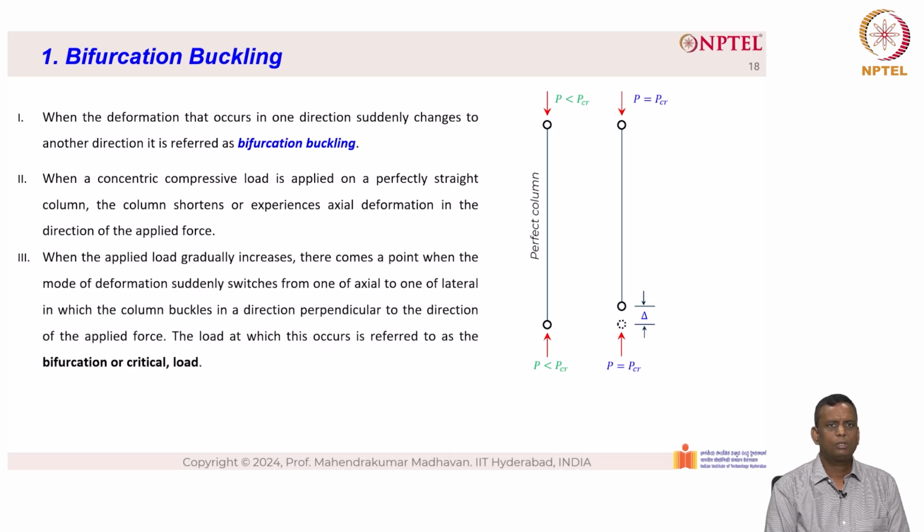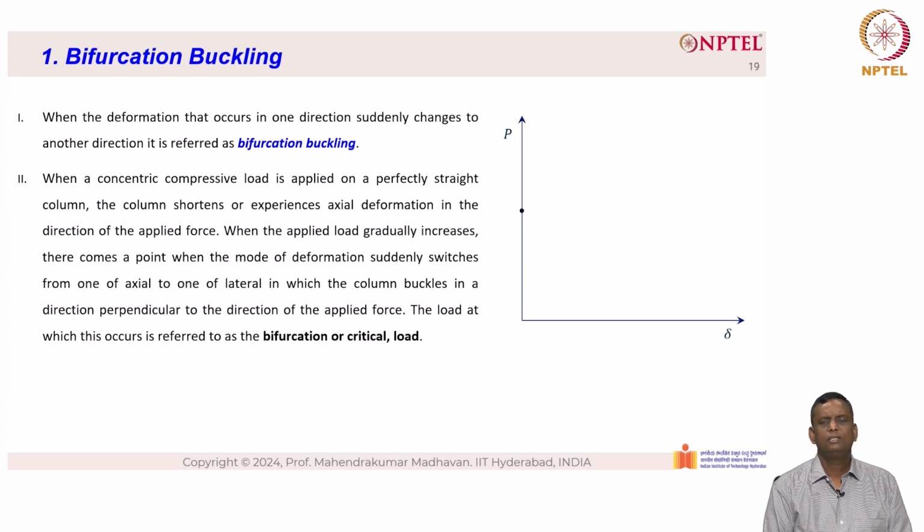When the applied load gradually increases, there comes a point when the mode of deformation suddenly switches from one of axial to one of lateral, in which the column buckles in a direction perpendicular to the direction of the applied force. The load at which this occurs is referred to as bifurcation or critical load. As you can see from the right side of the picture, when P is greater than P critical, in addition to axial displacement, you can also see a sudden lateral displacement measured by small delta.